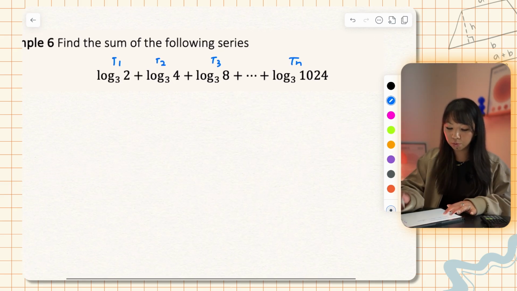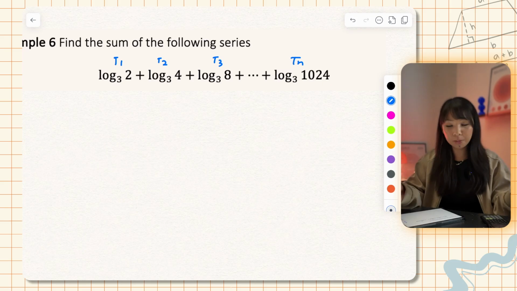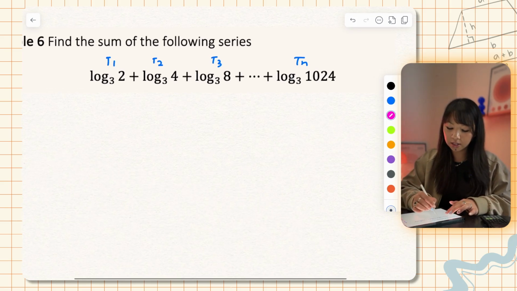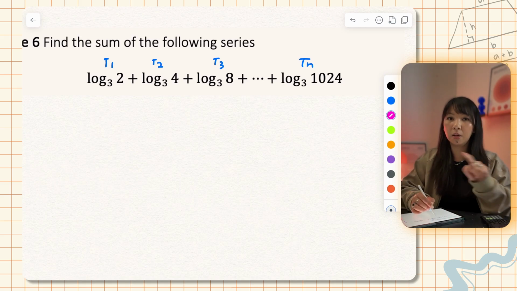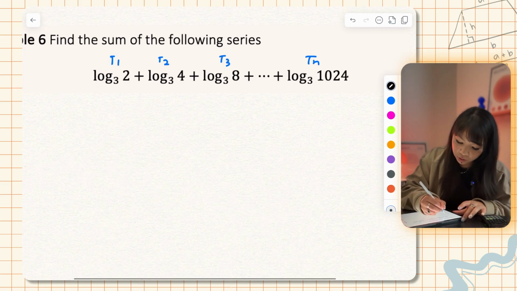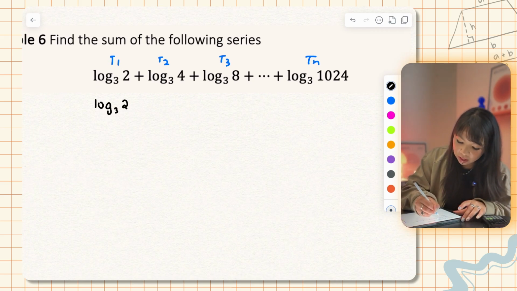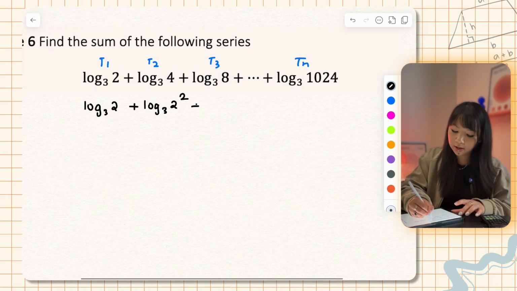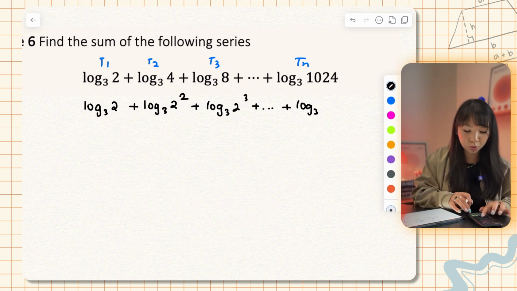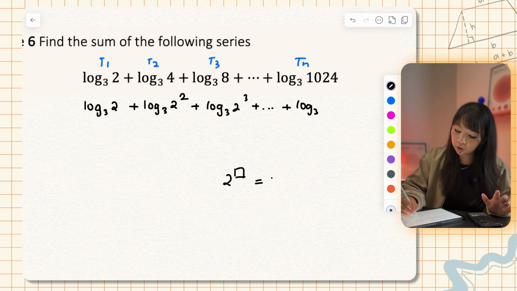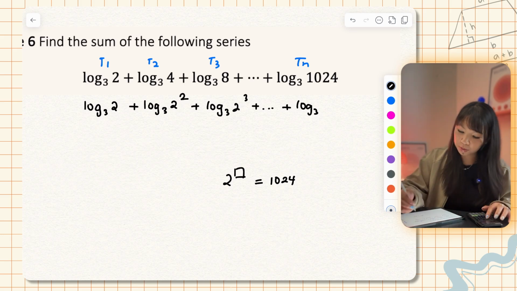So I need to really determine, first of all, is it an AP or is it a GP? And the way I'm going to do that is I'm going to notice that there's a relationship between all these logs, and I'm going to use a bunch of log laws to simplify it in a way where they actually look really similar to each other. So first thing I'm going to do is rewrite the logs. This one's going to stay the same, but the next one, log 3 of 4, I'm going to change to log 3 of 2 squared. And then I'm going to change the next one to log 3 of 2 cubed plus dot dot dot. And then the last one, if you want to do trial and error, do 2 to some power until that equals 1024. That's going to be 2 to the power of 10.